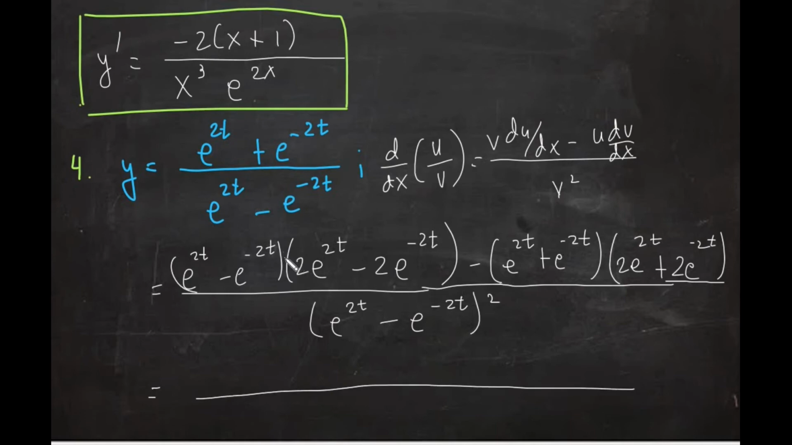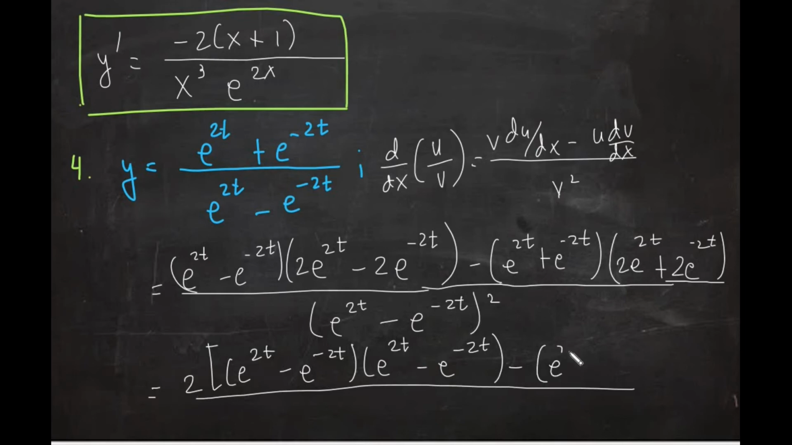So first, let's just imagine if we factor out 2 here and then 2 here. So we'll have 2 as a common factor. Then we'll have e raised to 2t minus e raised to negative 2t. We factored out 2 from there, so we'll have e raised to 2t minus e raised to negative 2t. And then here we also factored out 2, which is already here.